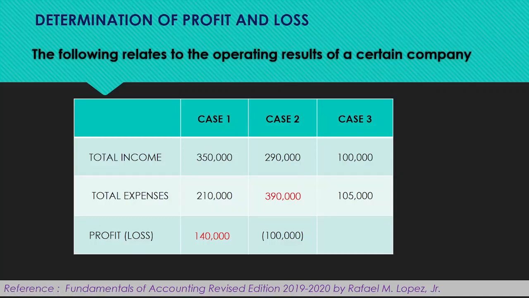Now let's proceed to the last case, case number 3. Total income is 100 versus expenses of 105. Definitely we have a loss of 5,000. Now let's proceed to the additional problem.